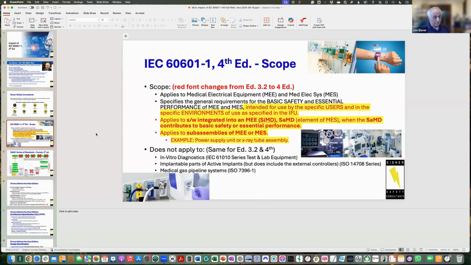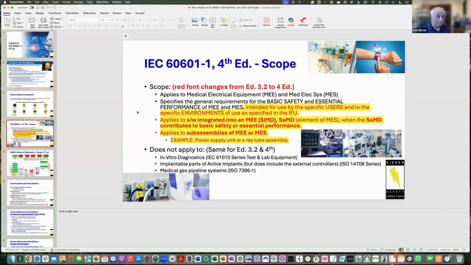So the standard that we're talking about is about medical electrical equipment and systems. That's the first bullet, and that's in the existing standard and also going to be in the future standard. It specifies general requirements for basic safety and essential performance. That's the core of the standard, those two bullets. Anything in yellow and red is the future standard.